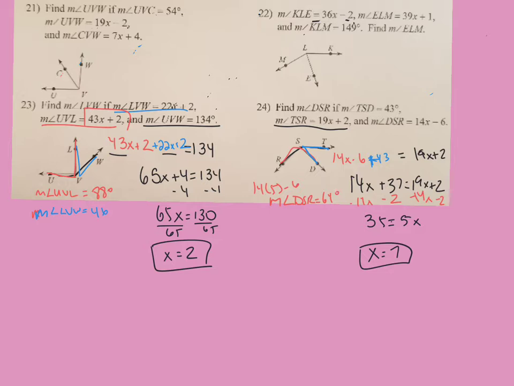So that's 14 times 5, so that's 70 minus 6, 64 degrees. Now my blue piece is 43 degrees. And I'm going to check RST is 19x plus 2. So I'm also going to put the measurement of angle TST. And then I'm going to do my last piece. The measurement of angle RST is going to be 19 times 5 plus 2.